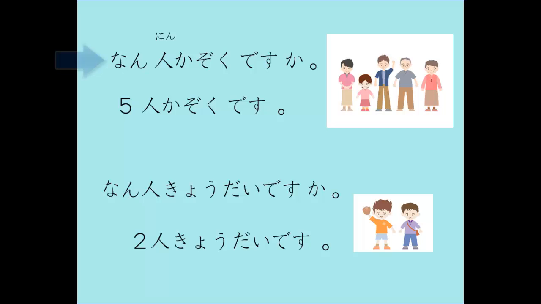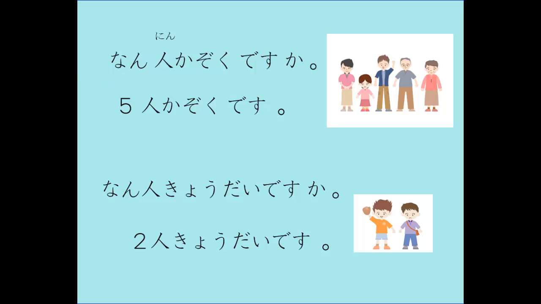Let's have a look at the top one. 何人家族ですか? 何人 means how many people. 家族 is family. And ですか means is it. So how many person family is it? And that's one way that the Japanese can ask how many people in your family.